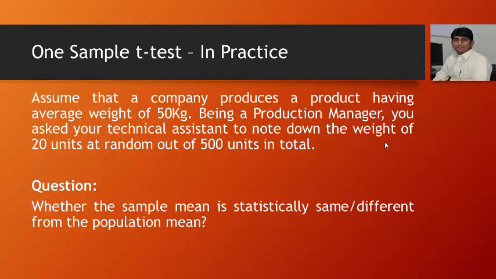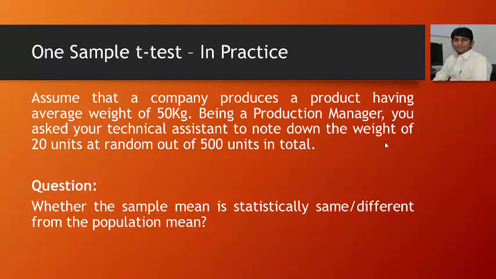Like, for instance, assume that a company produces a product having an average weight of 50 kg, and being a production manager, you ask your technical assistant to note down the weight of 20 units at random out of 500 units in total. Your question in mind at that moment is whether the sample mean is statistically the same as or different from the population mean.